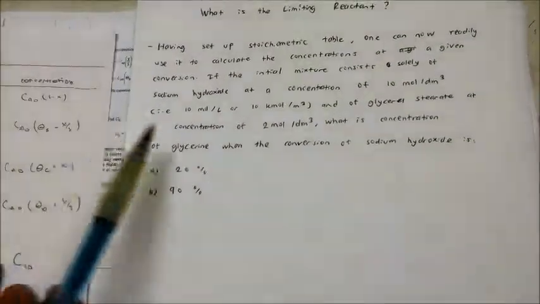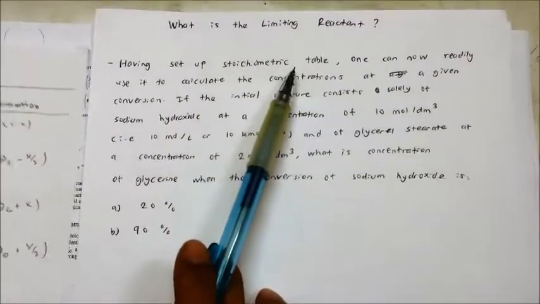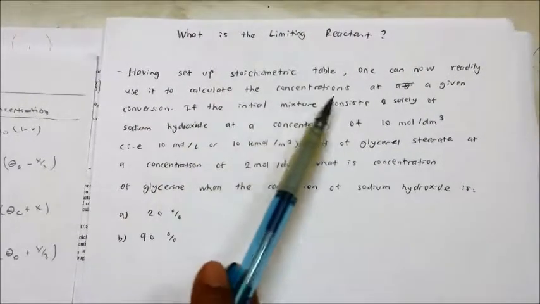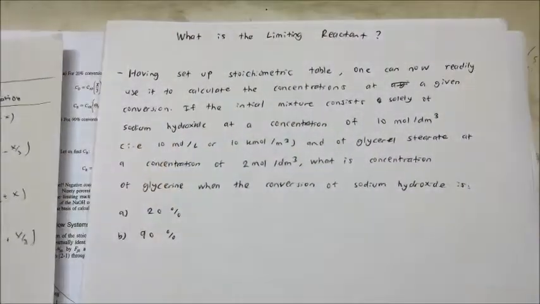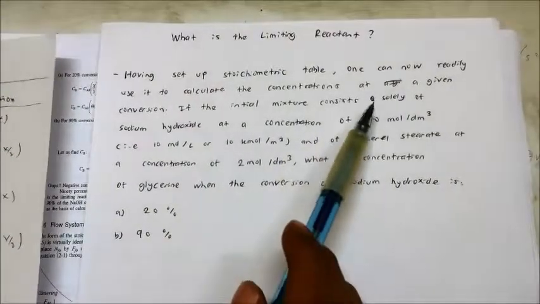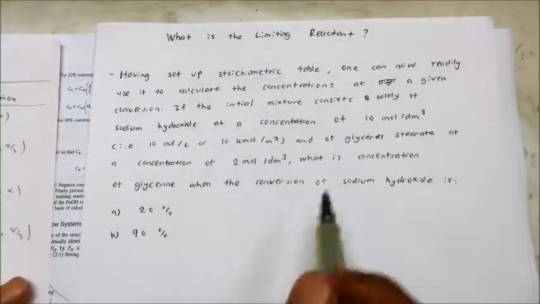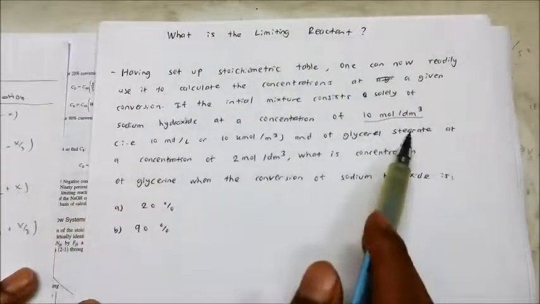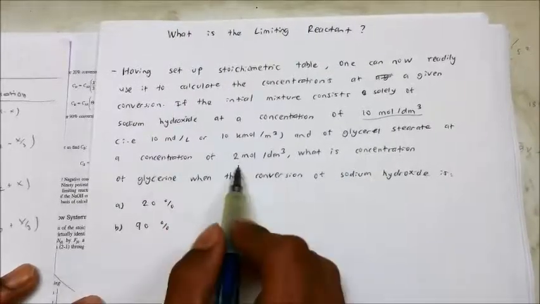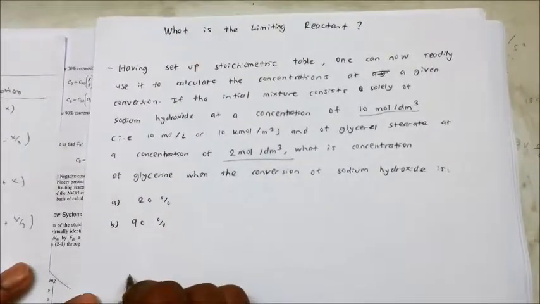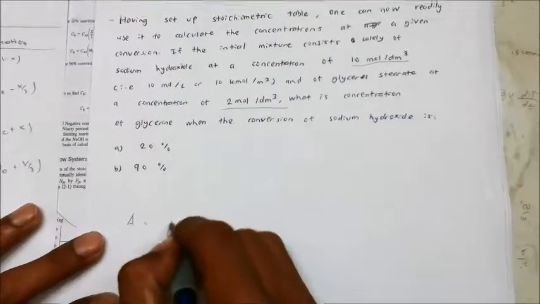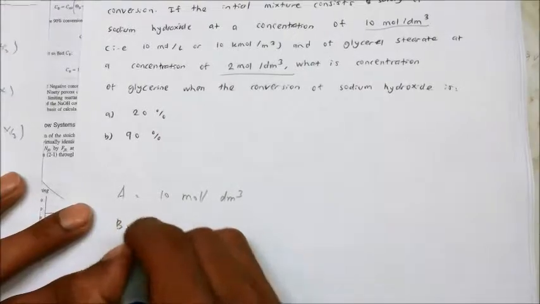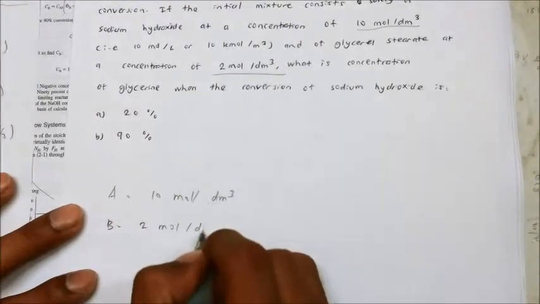And the question says that, having set up the stoichiometric table, we can now readily use it to calculate the concentration at the given conversion. Okay, if the initial mixture consists solely of sodium hydroxide at a concentration of 10 mole per dm cube, and glycerol stearate at a concentration of 2 mole per dm cube. So, species A is 10 mole per dm cube, and species B is 2 mole per dm cube.